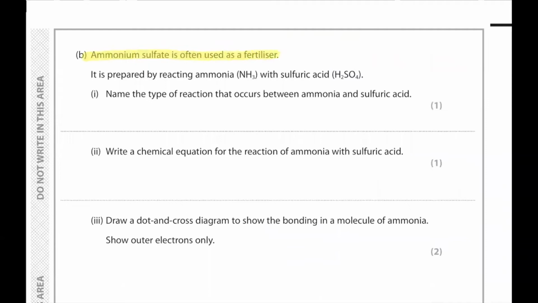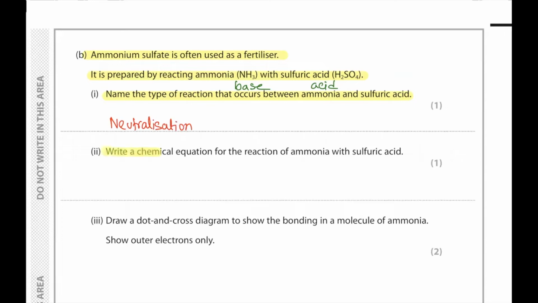Guys, moving to the next question. Ammonium sulfate is often used as a fertilizer. It is prepared by reacting ammonia with sulfuric acid. Name the type of reaction that occurs between ammonia and sulfuric acid. Guys, since ammonia is a base and sulfuric acid is an acid, obviously, so acid-base reaction is called a neutralization reaction. So this reaction will be termed as neutralization.